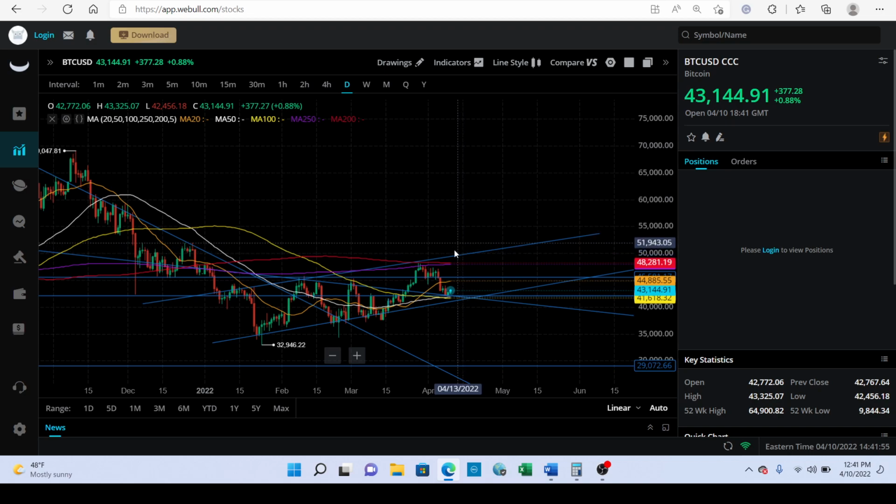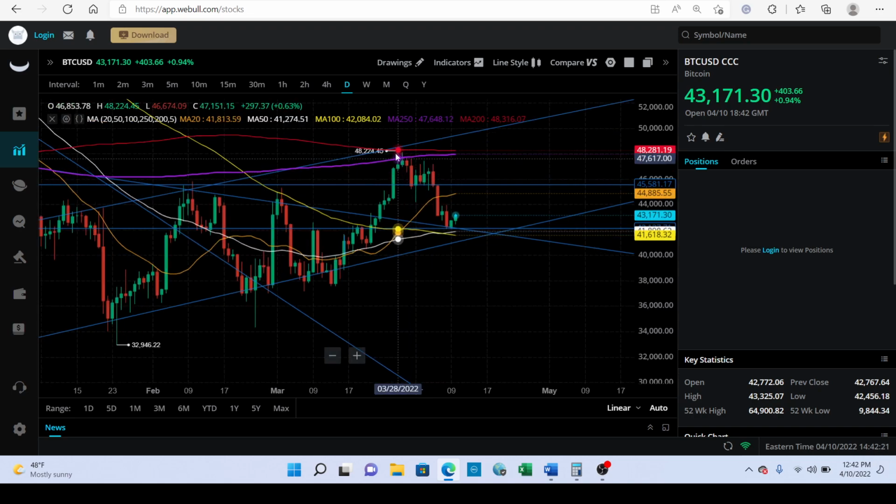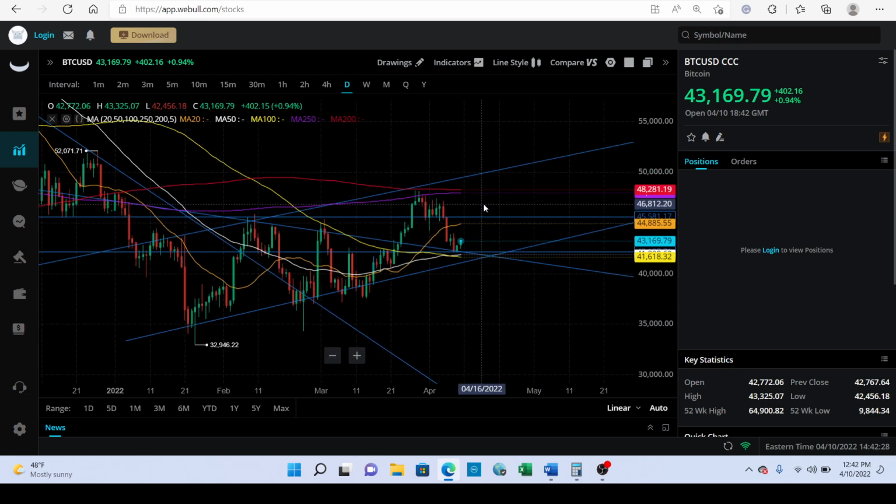And another thing I do want to point out is in this recent move right here, let's just see what it is. It's like a $6,000 move. Actually, maybe more than that. Yeah, this went all the way up to 48,000. So yeah, that's almost a $10,000 move. So we had about a $10,000 move, and look where we rejected. We rejected off the 200-day moving average. So let's see if we go and test that 200-day moving average again.